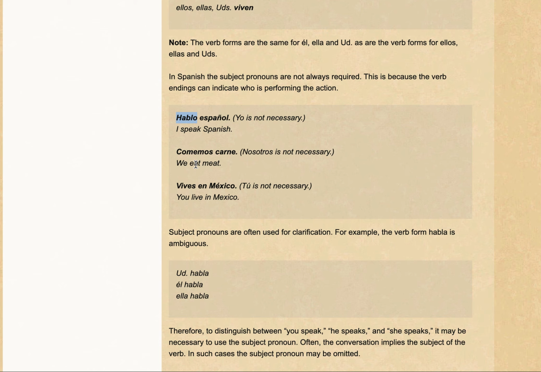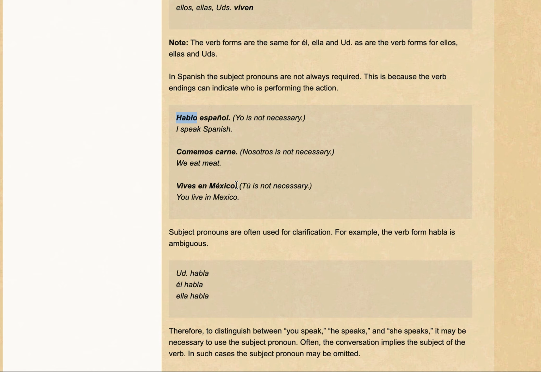And similarly, you have comemos carne. So imos is from nosotros. So we eat meat. So nosotros is not necessary. Anything ending with imos would mean it is nosotros. So nosotros means we all, or we eat meat, right? And the same thing can be said with vives. So tú is not necessary.